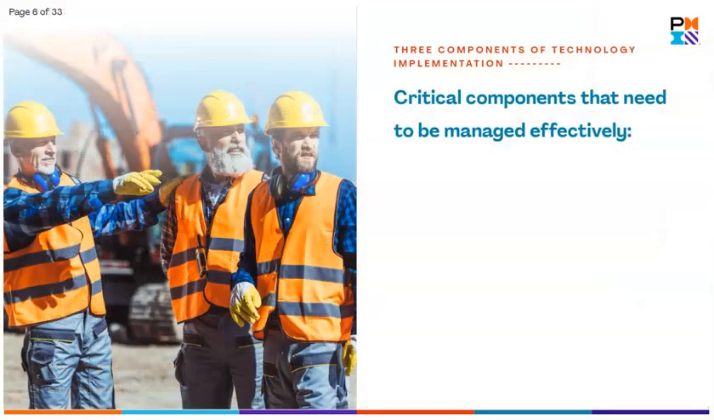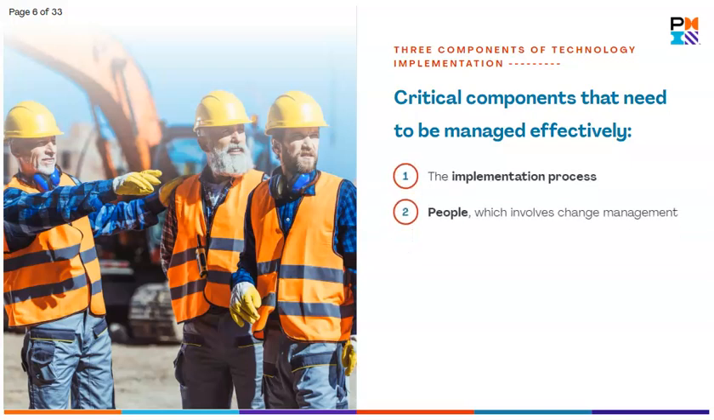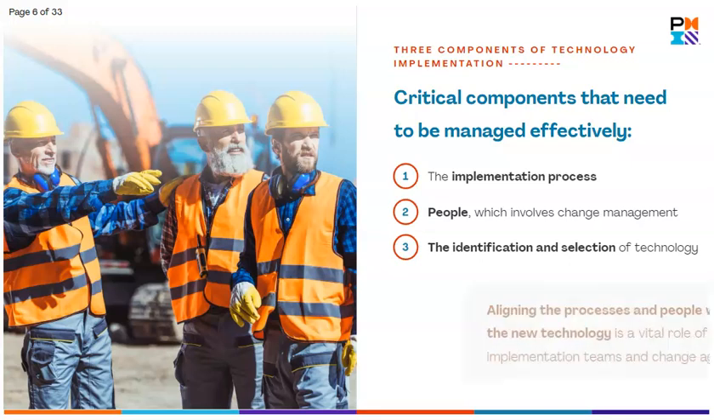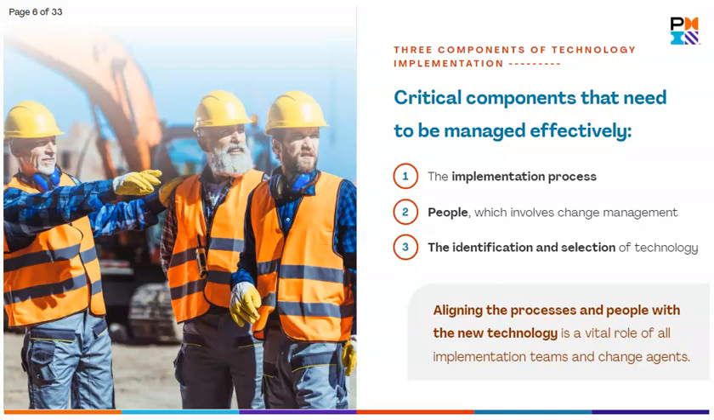There are three critical components that need to be managed effectively: the implementation process, people, which involves change management, and the identification and selection of technology. Technology selection and identification will be covered in a later section of the course. Aligning the processes and people with the new technology is a vital role of all implementation teams and change agents.